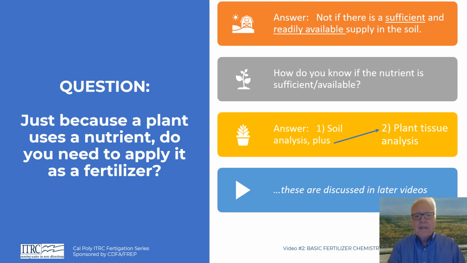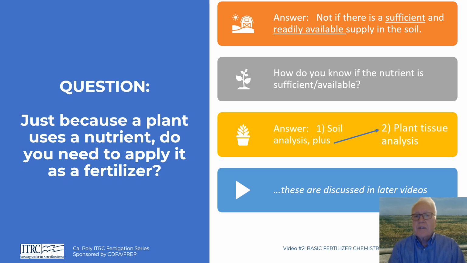This slide has questions and answers. The first question is, if a plant needs a nutrient, or uses a nutrient, do you have to apply it as a fertilizer? And the answer is, well, not if there's plenty of it in the soil and it's available. Those are two different things. As you'll see when we get to potassium in particular, there may be plenty of potassium in the soil, but it's not readily available at the rates that the plants might need it.